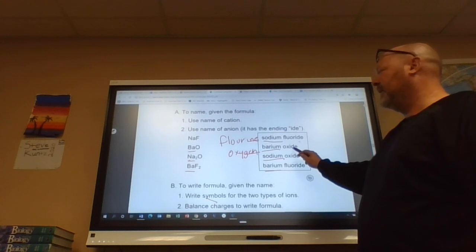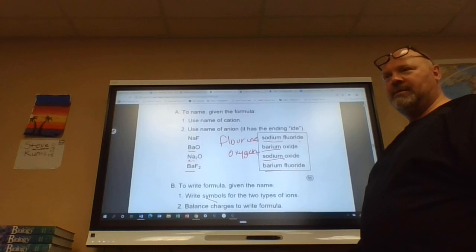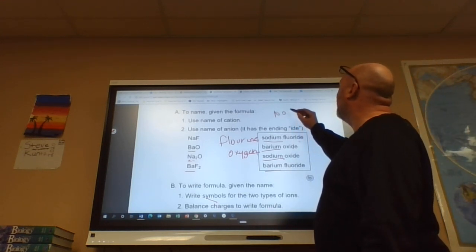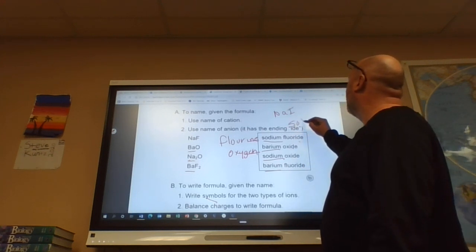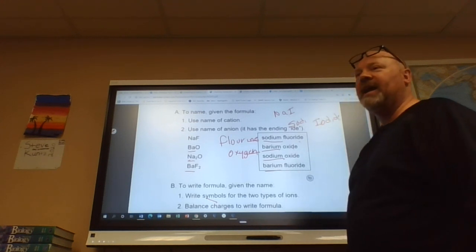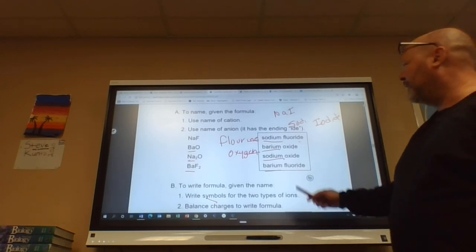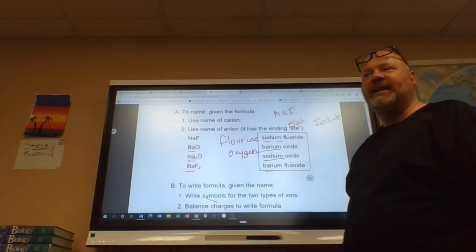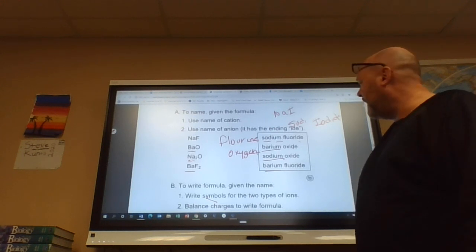barium oxide, sodium oxide, barium fluoride. If I were to say NaI, that would be sodium iodide. You just replace it with IDE instead of the INE. That's all you're doing on that front page is naming it. So the first name is the first element. The second name, you take off the last 3 letters and you put IDE. That's all you have to do. That's not too hard. Okay?